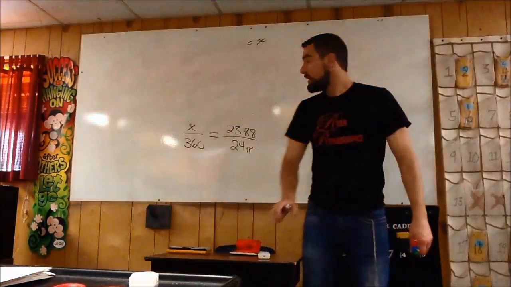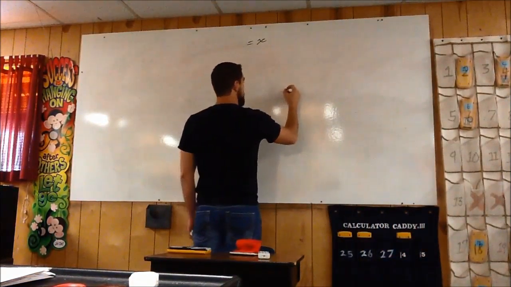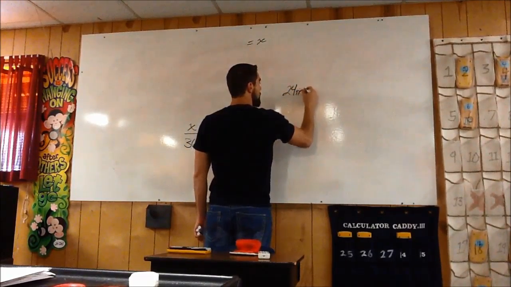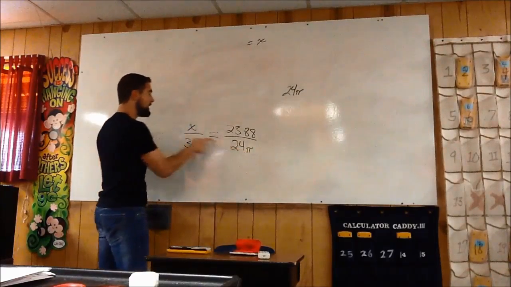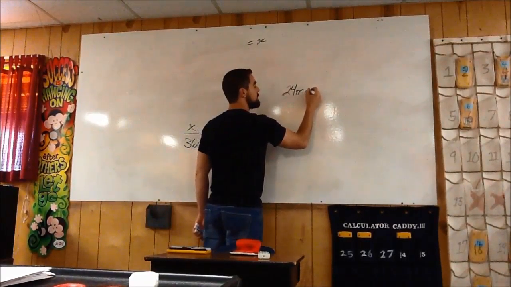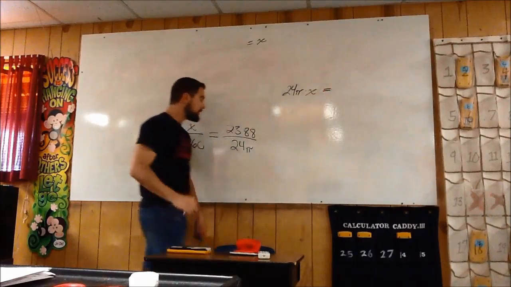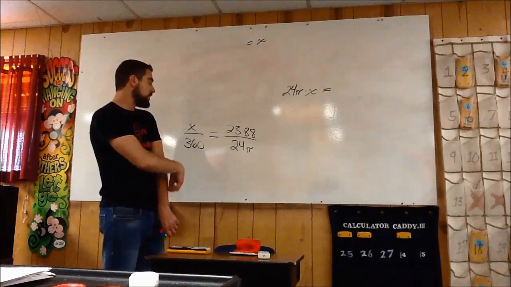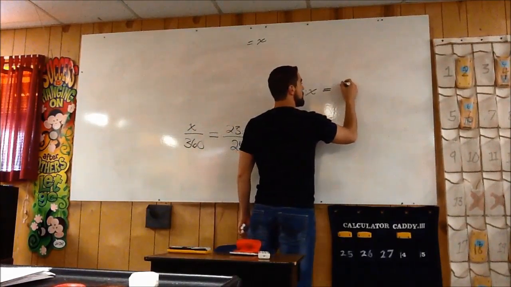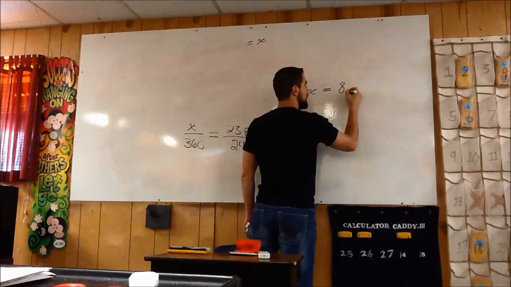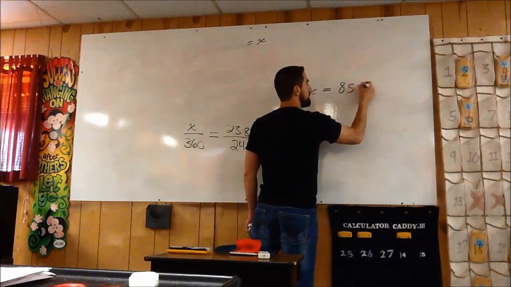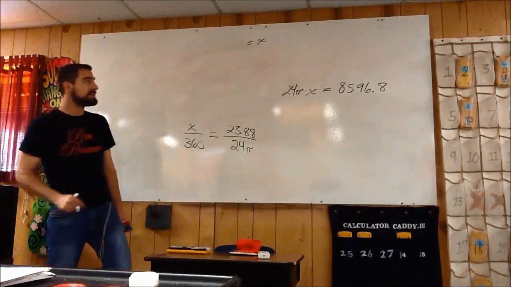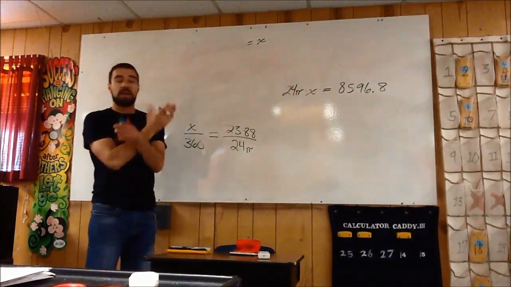Cross multiply. One product is going to be 24 pi times x. And that equals, can someone please type into the calculator 360 times 23.88 for me? 8,596.8. Ricardo, go. 8,596.8. Thank you. So this is our cross product.